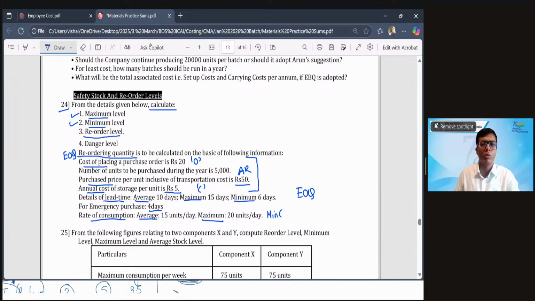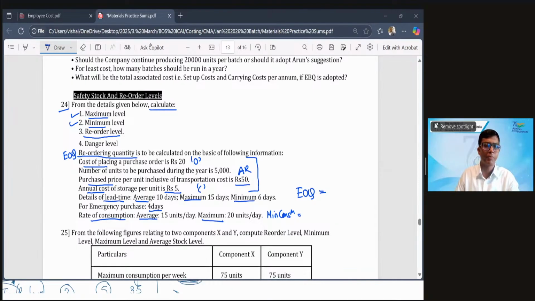So students, now you will give me two things. This is our preparatory step so that we can calculate the stock levels. One is EOQ and one is the minimum consumption. Great. I already have the answers, because after reorder level, then you can find out any level. Give me two answers, students. One is EOQ, one is minimum consumption.